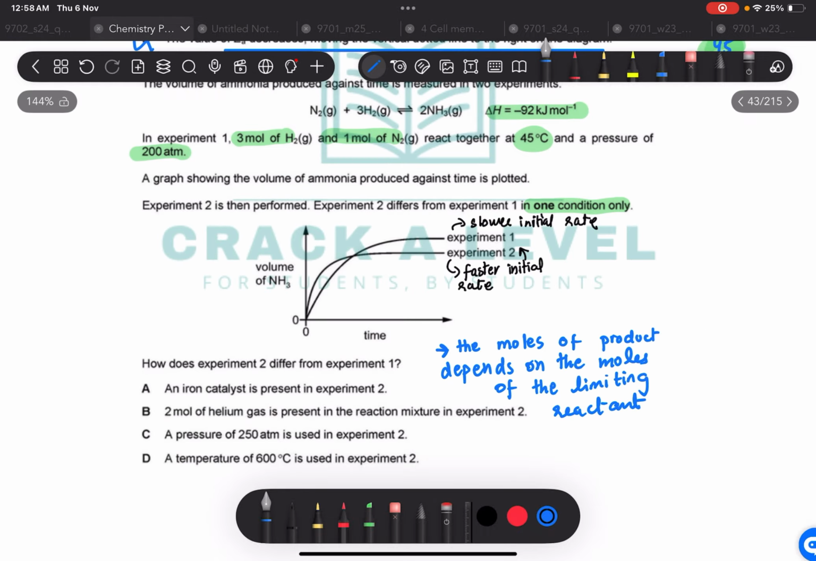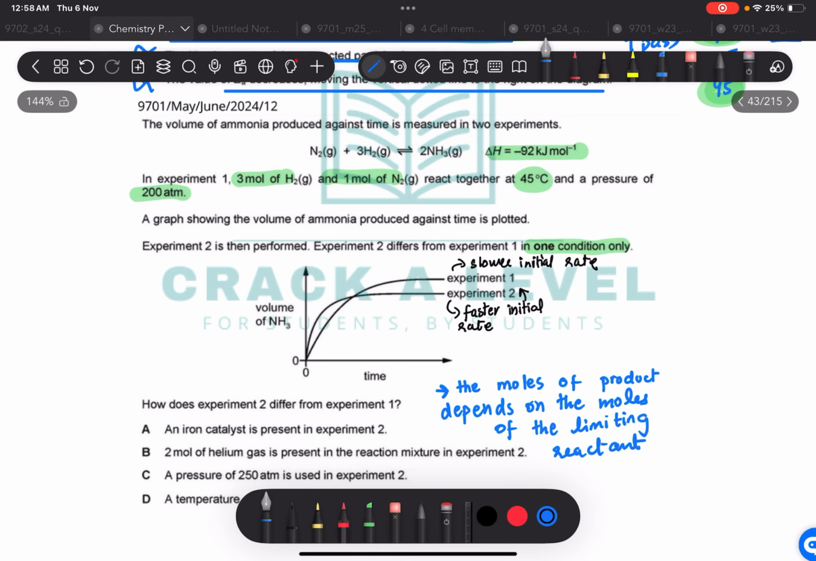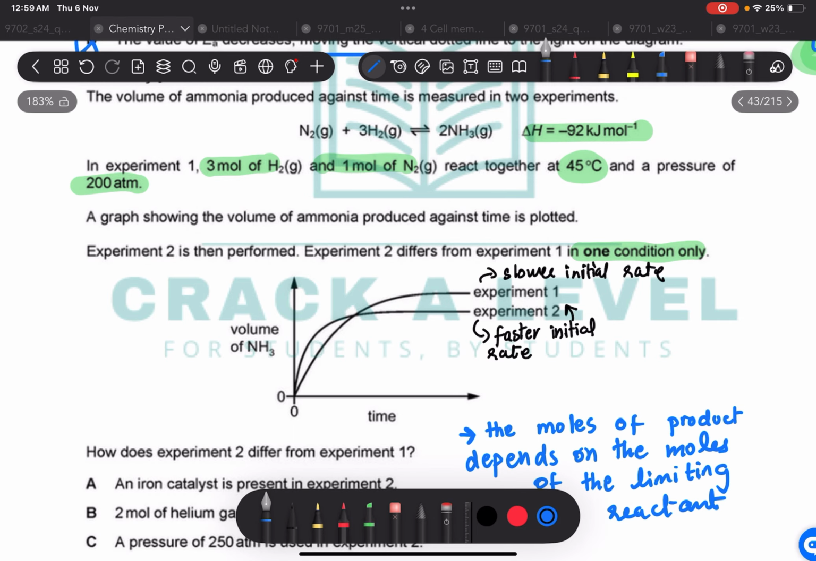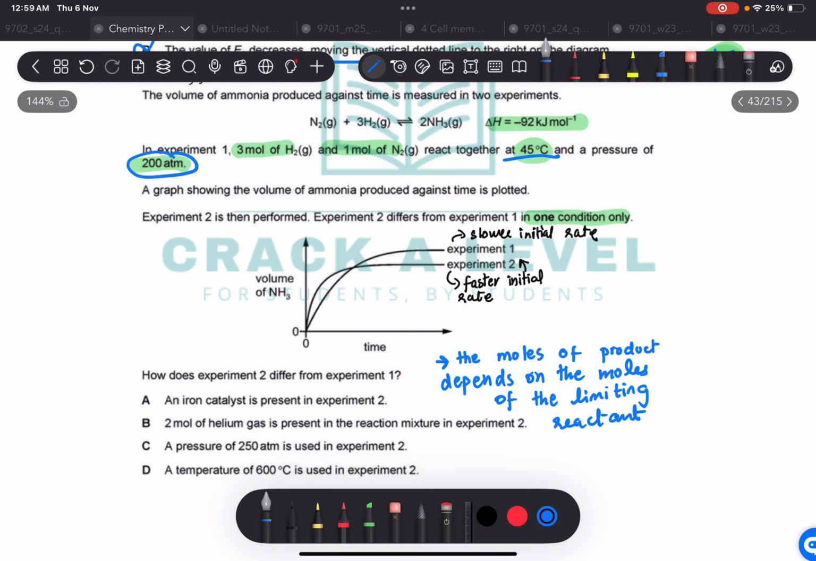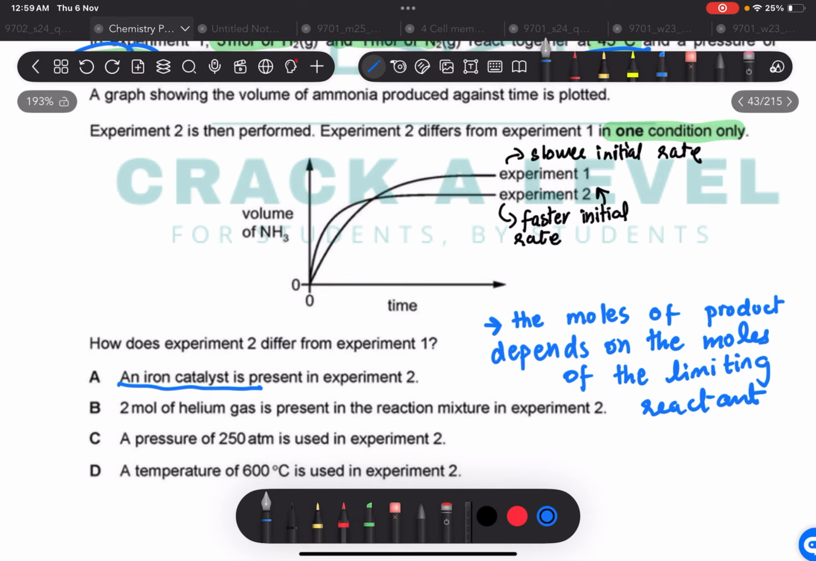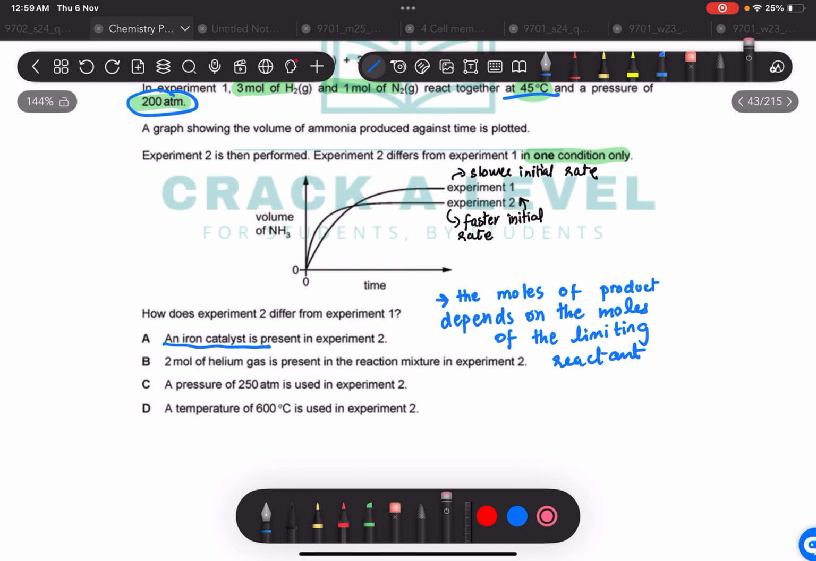Acha. So now we have 3 mole of H2, 1 mole of N2. This is the temperature. Okay. For experiment 2, and this is the pressure. We need a faster rate. So what we're going to do is, an iron catalyst is present in experiment 2. I agree that a catalyst could be present and that would increase the rate, but why is the product decreasing? That's my concern. I say, okay, I know that a catalyst is there, that is why it has more rate, but why is the product decreasing? I need an explanation for that as well.